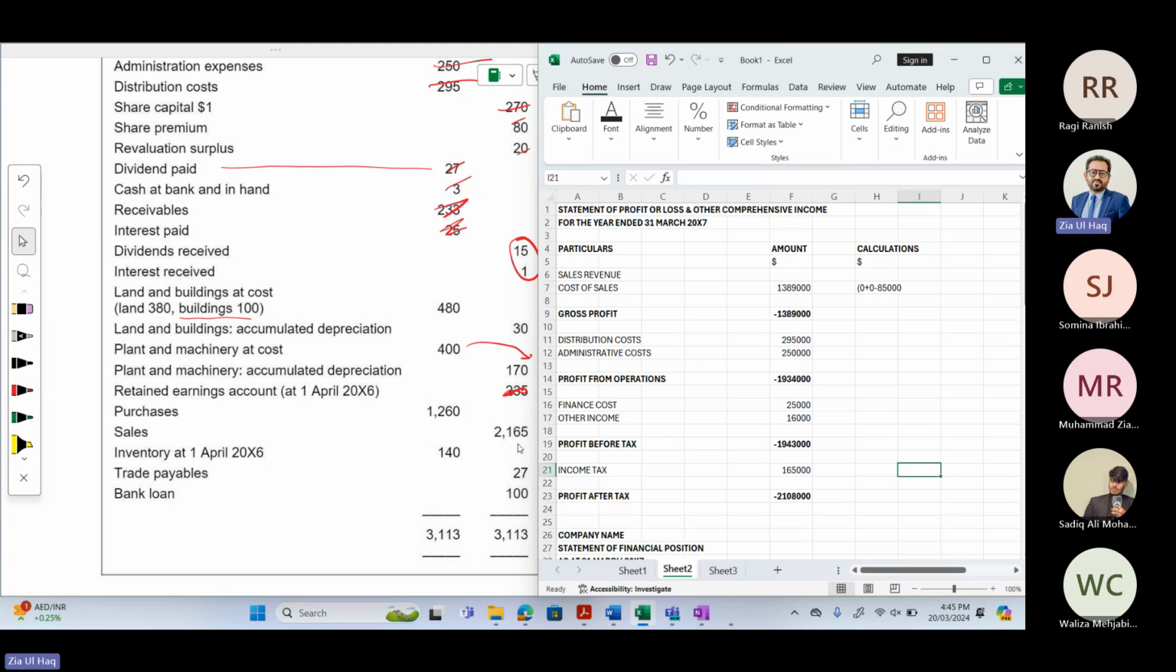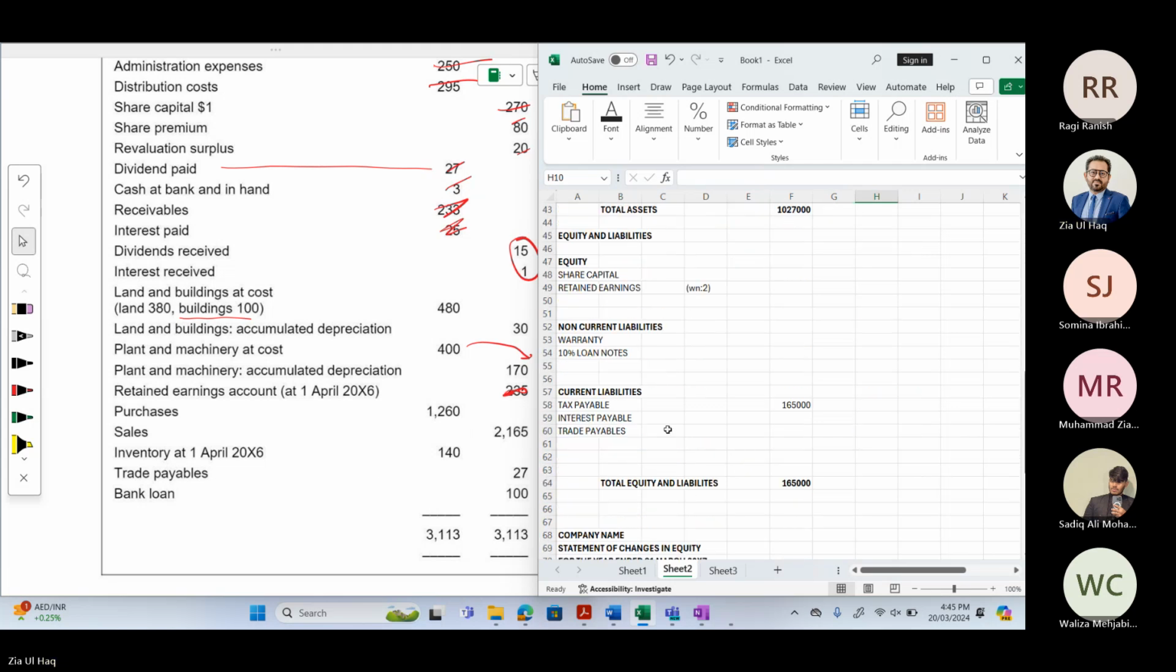And then we are having a sales amount of 2165,000. And then we are having trade payables of 27,000. And then we are having a 100,000 bank loan, instead of a 10% loan note. Bank loan of 100,000. And there is no warranty.